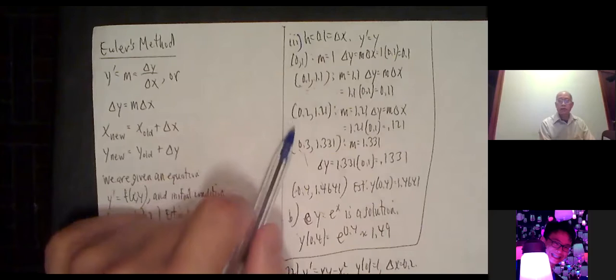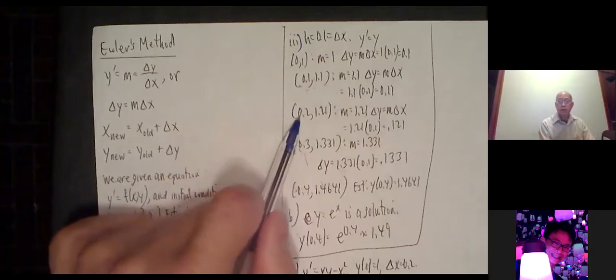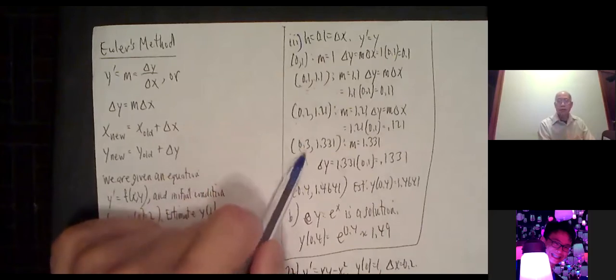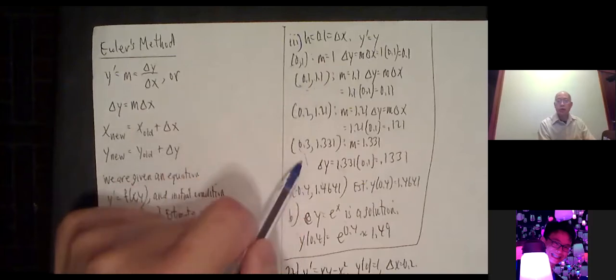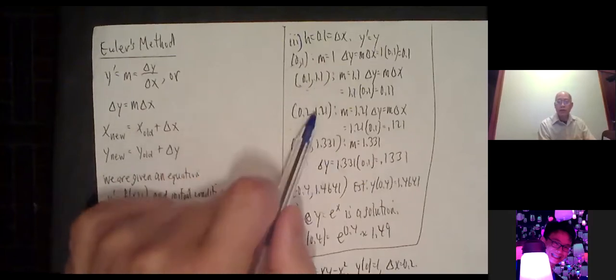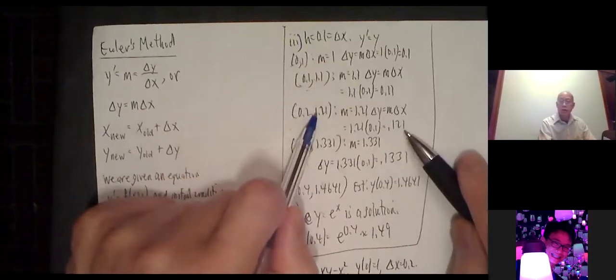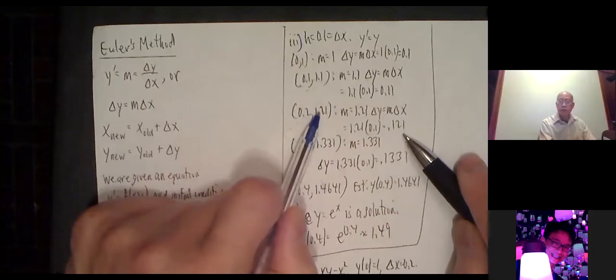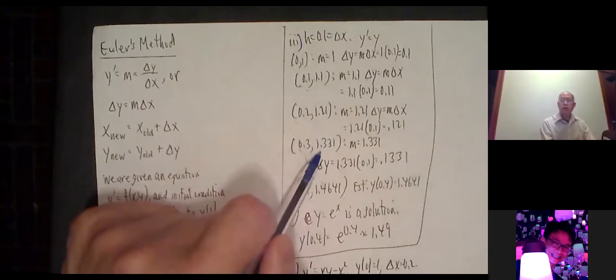Okay, what's the new x? It's the old x plus delta x. Delta x is fixed, 0.1. What's the new y? It's the old y plus delta y. So I add 1.21 to 0.121, 1.331. 3 down, 1 to go.